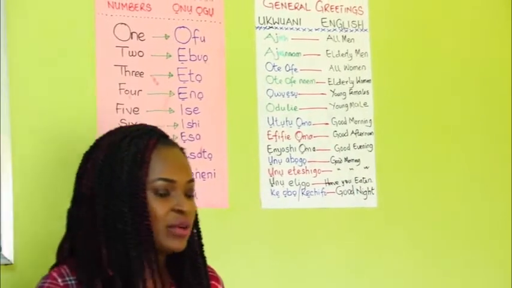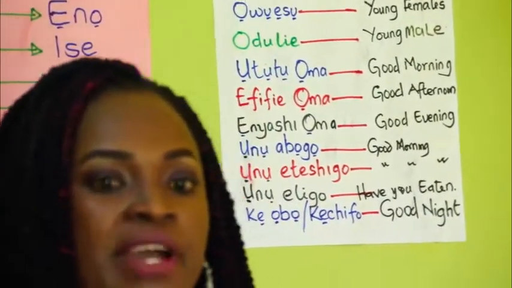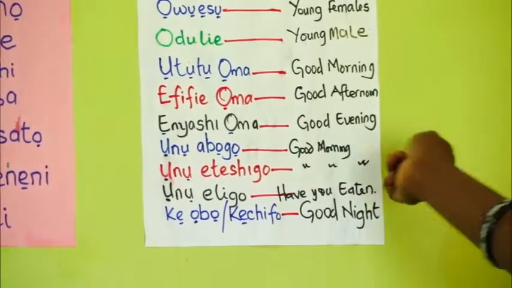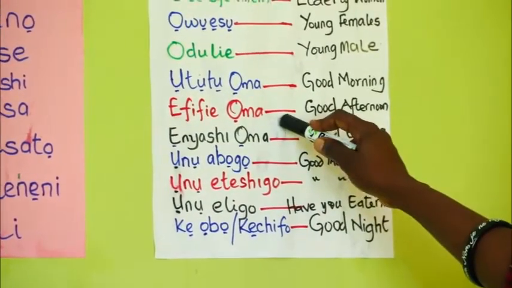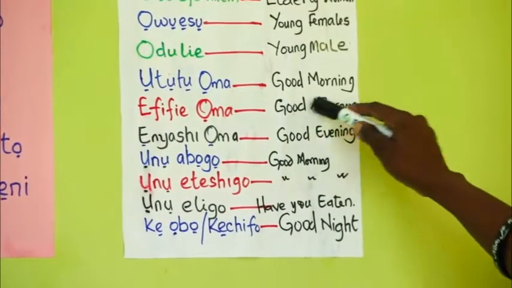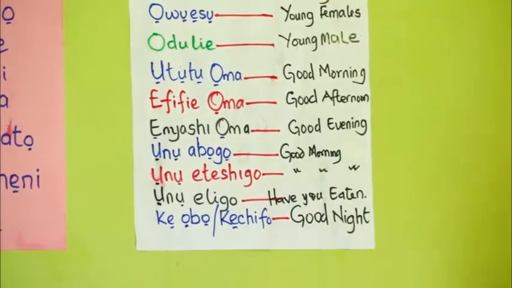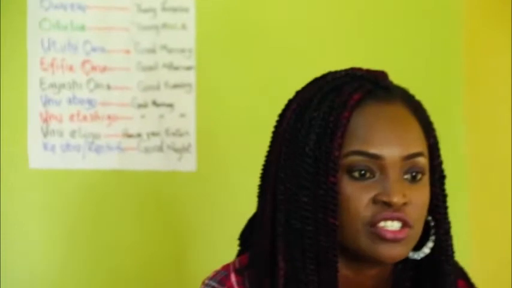Good evening in Ukwuani language is Enyashioma. Enyashi means evening, okay? Good means Oma. So Otutoma, that's what? Good morning. Efifioma, that's what? Good afternoon. Enyashioma is what? Good evening. Very good. Otutoma, just like you did when I came to the class this morning, right? Efifioma, soon it will be afternoon. And then in the evening, you greet Enyashioma.